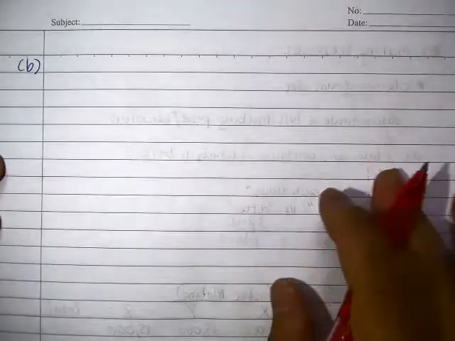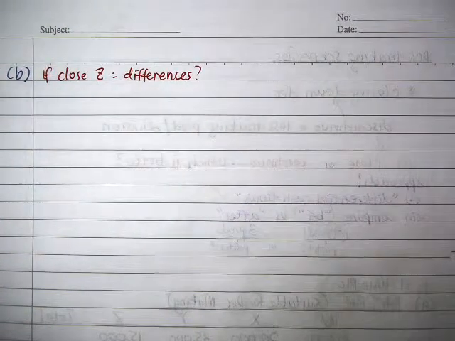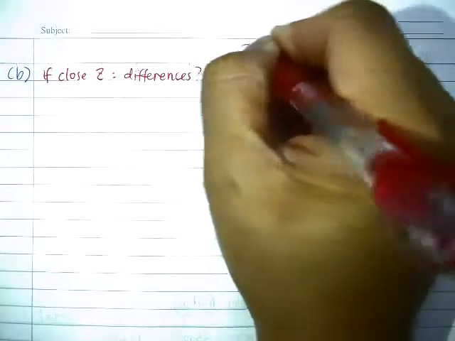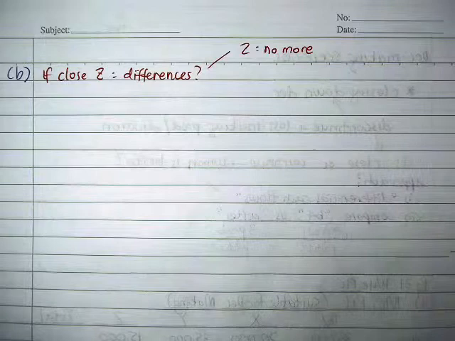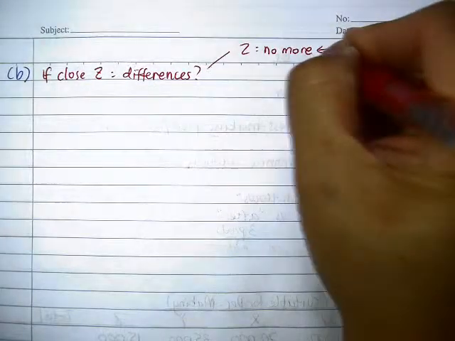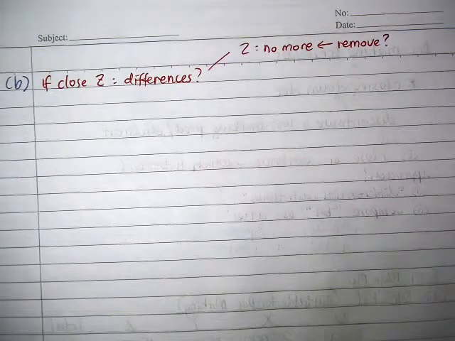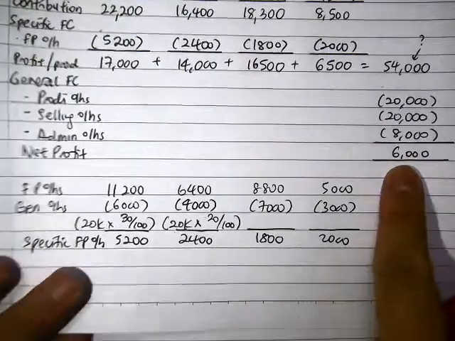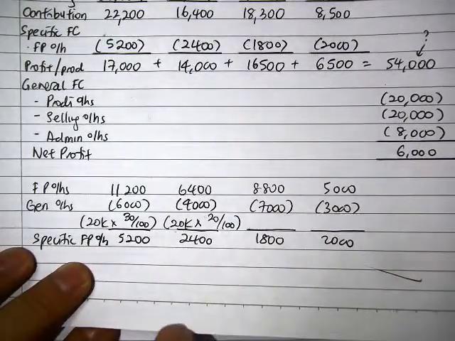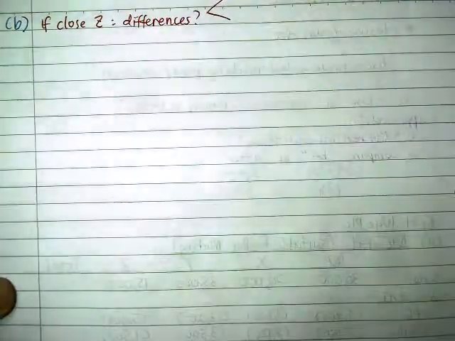Now, if you want to do a differential cash flow, first of all, let me ask you: if you close Z, what would be the differences? Now, Z no more. Is there anything that you need to remove or take out? Because right now, the 6,000 is together with Z inside. So if you say Z no more, what do you do? Okay. Now what else will be different?